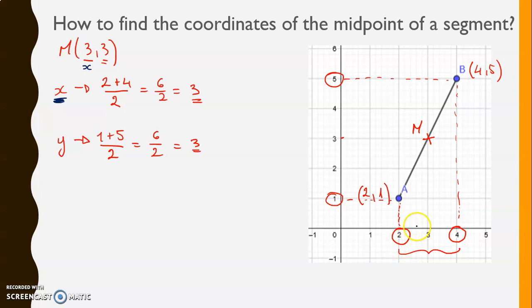Well, to work out the x component, we've added the x coordinates, 2 is one of them, 4 is the second one. So to work out that x component of the midpoint, we've actually worked out the mean of the x components of our 2 points A and B. So x1 plus x2, divided by 2, gives us the x component of the midpoint.